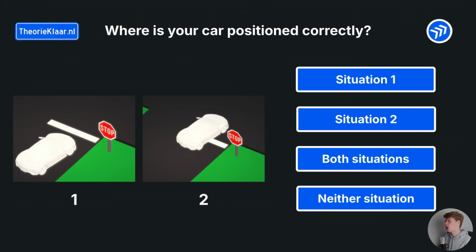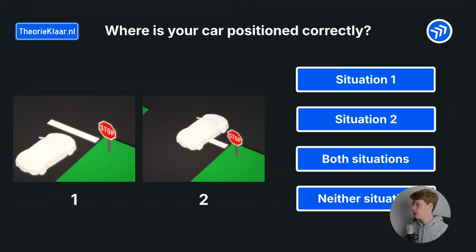And where is your car positioned correctly? In situation 1, 2, both situations, or neither situation? This one is pretty easy, because what you see here is a stop line, and you must always stop before the line. So not on the line itself. The right answer is situation 1.